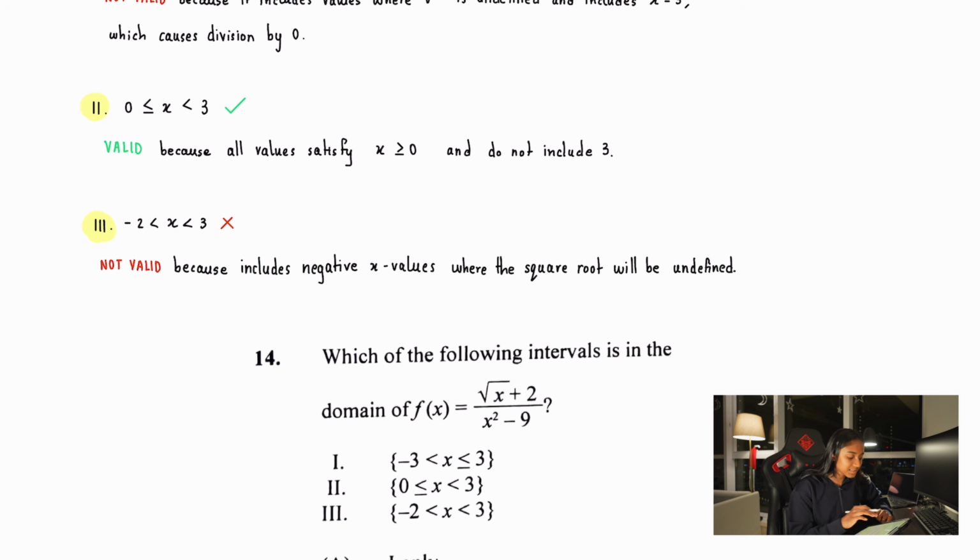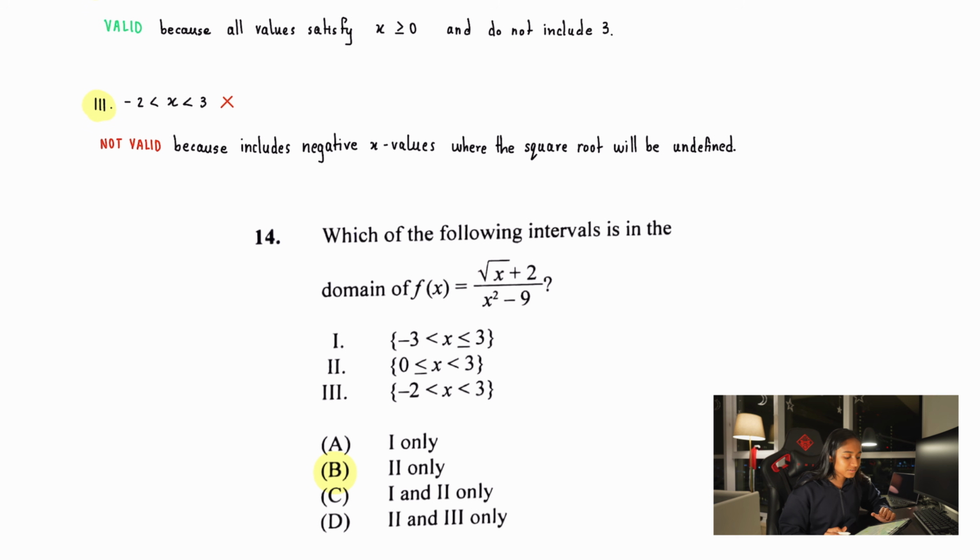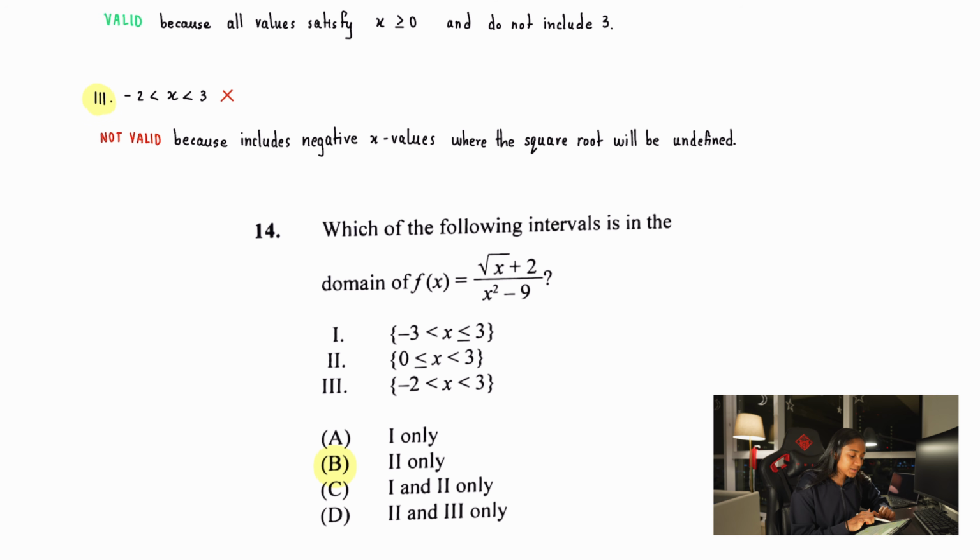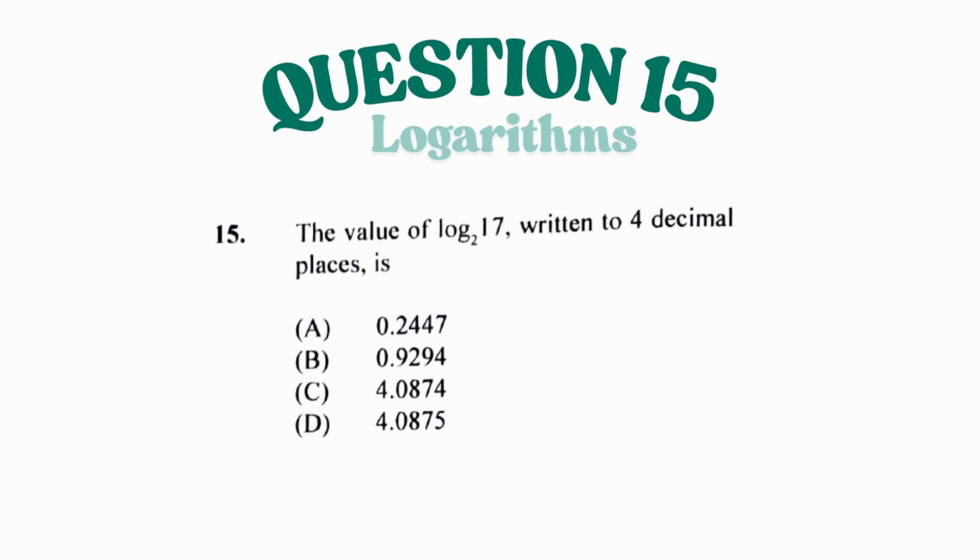Number 2, x is between 0 and 3. So this whole thing works. It is valid because all values satisfy x greater than or equal to 0, and it does not include 3. Very simple requirements for them to be included, okay? Number 3, x is greater than minus 2 and x is less than 3. This is invalid because it includes negative x values, where the square root will be undefined in the numerator. All right, so we are left with one option only, that is number 2, and that in fact is option B. So that is how we solve question 14.